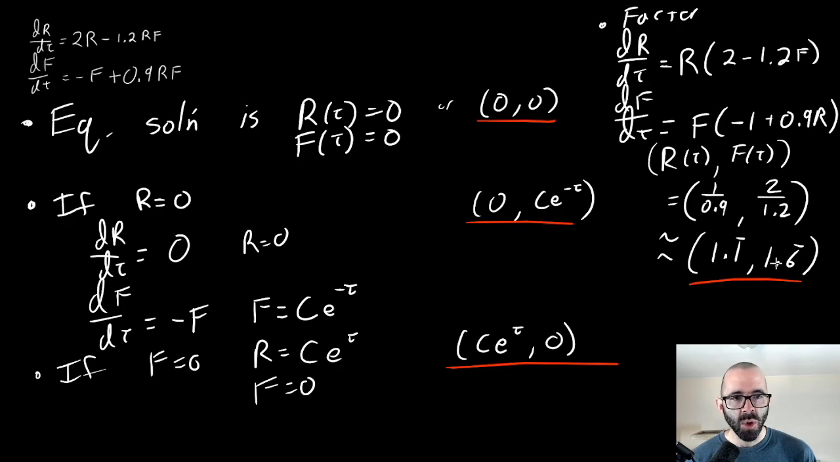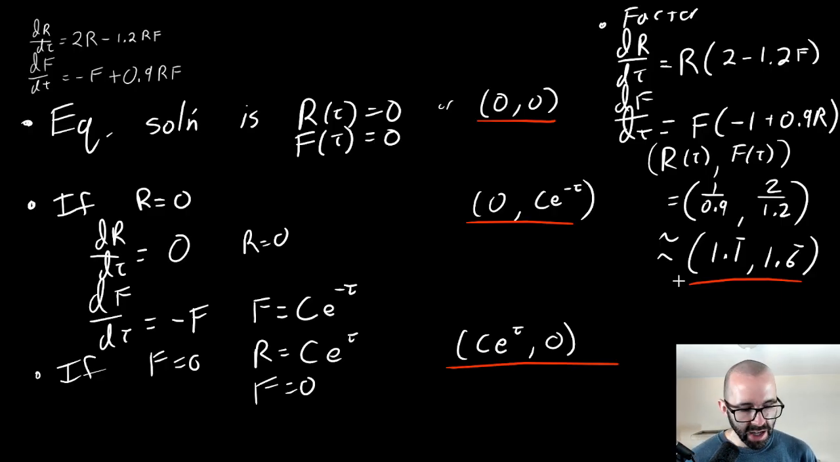When the rabbits are at 1.1 and the foxes are at 1.6, the growth rate of the rabbits is 2.2. And the death rate of the foxes is also going to be 2.2 when you multiply it out. And same with the foxes, right? At these values, their growth rate and their death rate are the same. Okay, which is kind of fun.